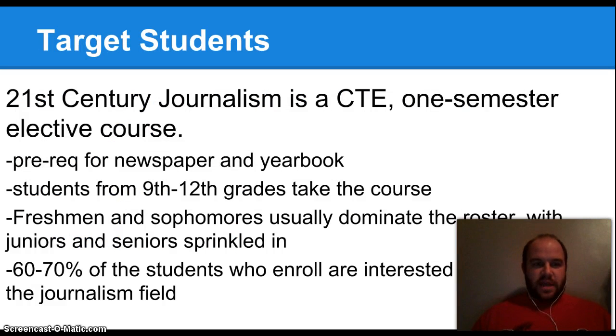The target students in this class, 21st Century Journalism, is a career technical education course, and it is a one semester elective course. It's a prerequisite for newspaper and yearbook. It can be a wide variety class. There's 9th graders through 12th graders, usually underclassmen, freshmen and sophomores dominate the course, and then there's usually a few juniors and seniors in there as well. But the nice thing about it is 60% to 70% of the students are in that class because they're interested in the field of journalism.